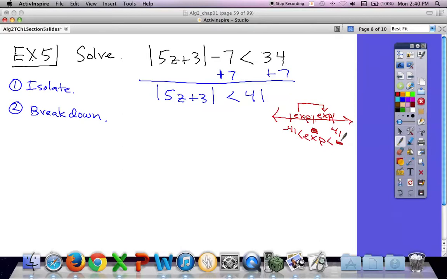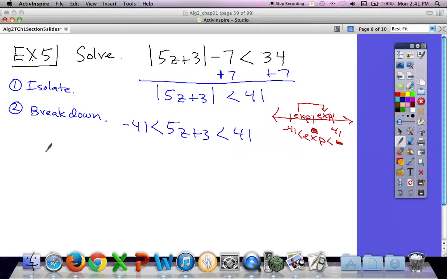So normally the way that we would solve something like this is we would write it as a 3-part inequality. You're going to take this 5z plus 3 is less than 41, and then on the other side put negative 41. So it's showing the expression between negative 41 and positive 41. Do you see that? Negative 41 is less than our expression, and our expression is less than 41. So it's in between.